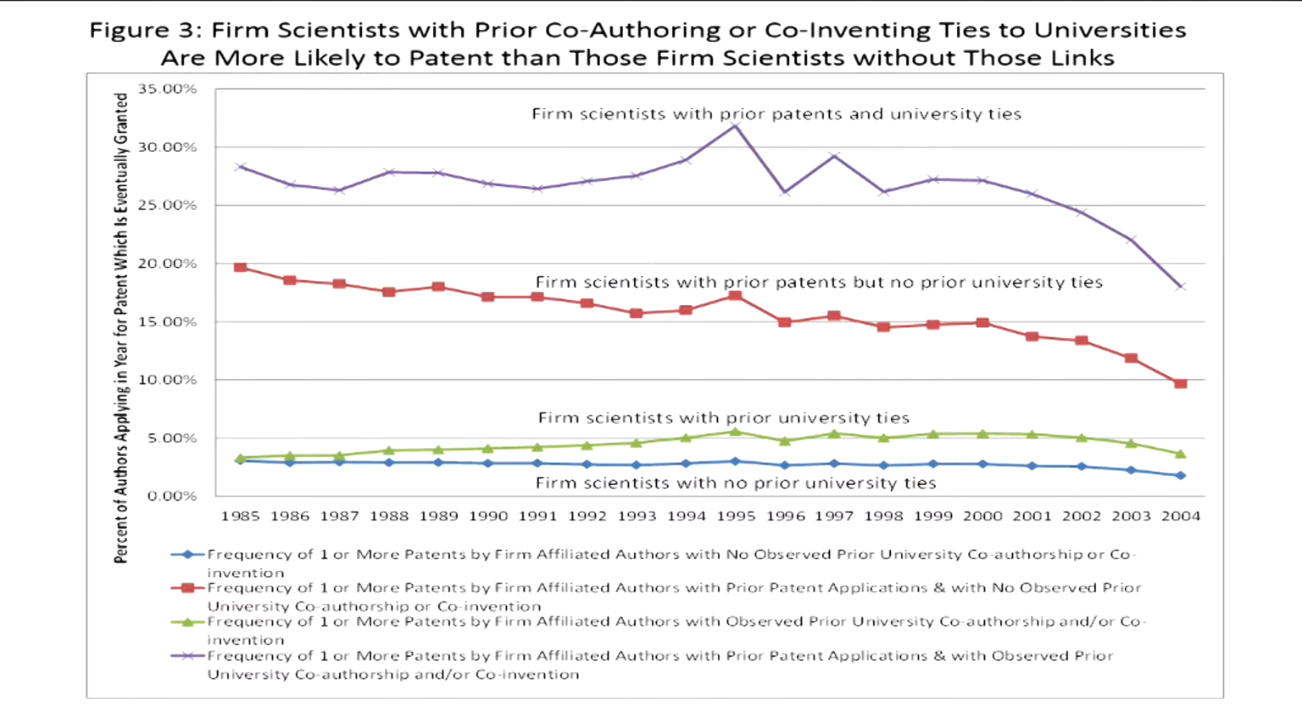So you can compare firm scientists with prior patents and university ties at the top, firm scientists with prior patents but no university ties, and so on. The magnitudes of difference are pretty large, and we found it quite significant in the work we've done so far.